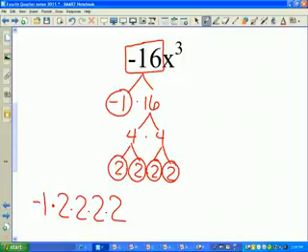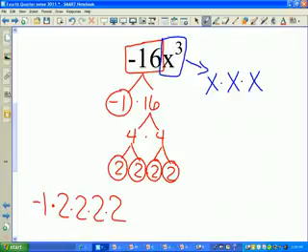So now we took care of the negative 16. Now we need to take care of our x's. So we have x cubed here. And x cubed is just another way of saying that I'm multiplying my base of x, remember that from exponents, to itself 3 times.